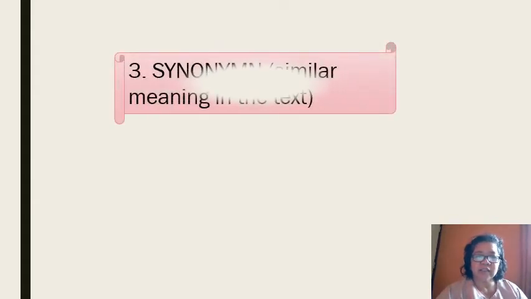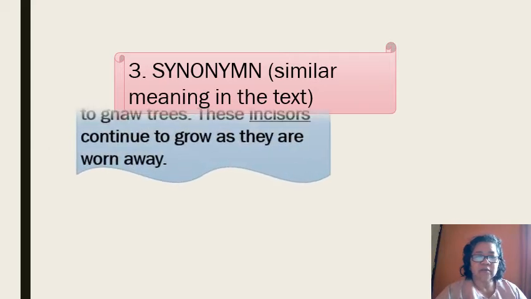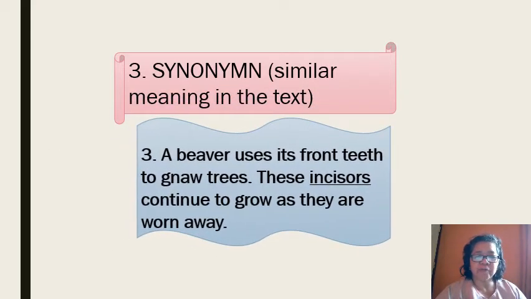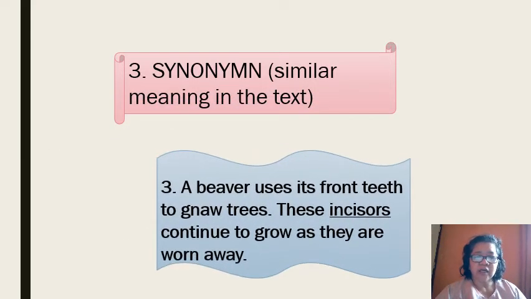The third type of context clue is synonym, which means similar meaning in the text. An example of this one is: A beaver uses its front teeth to gnaw trees. These incisors continue to grow as they are worn away. What is the synonym of incisors? Very good. It's front teeth.